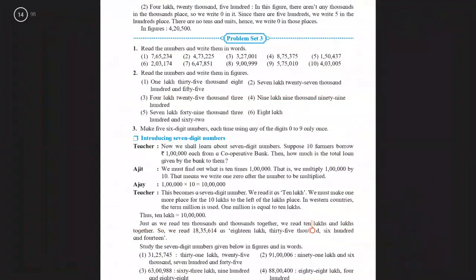So with this, we finish exercise problem set 3. So we have learned how to make 6-digit numbers, to read them, to write them in words. Okay, so practice this well. Do the revision exercise problem set 2 and practice this well.